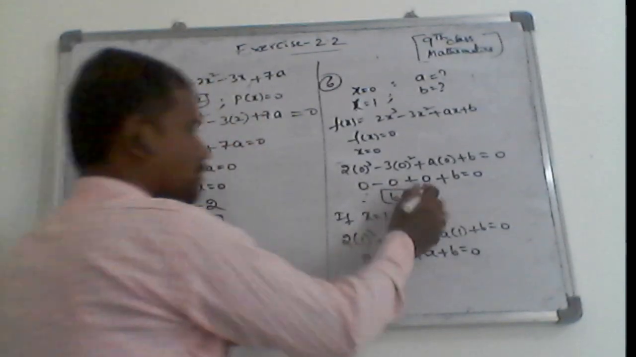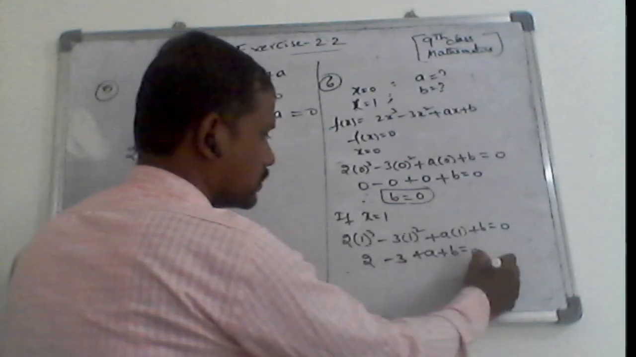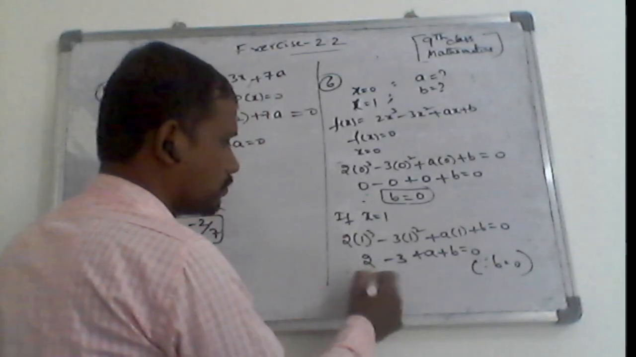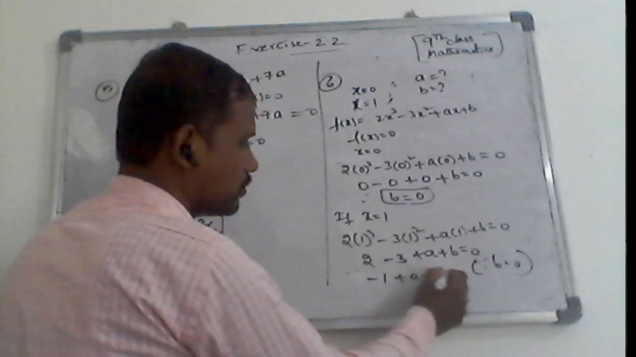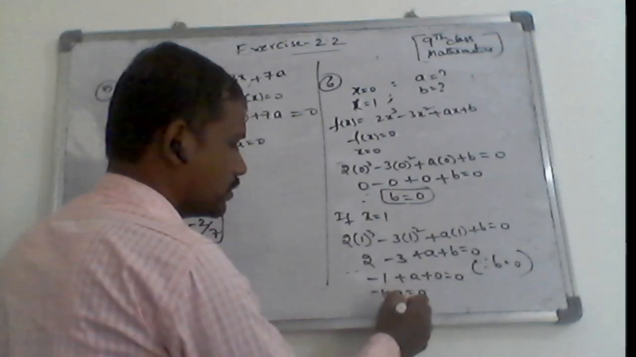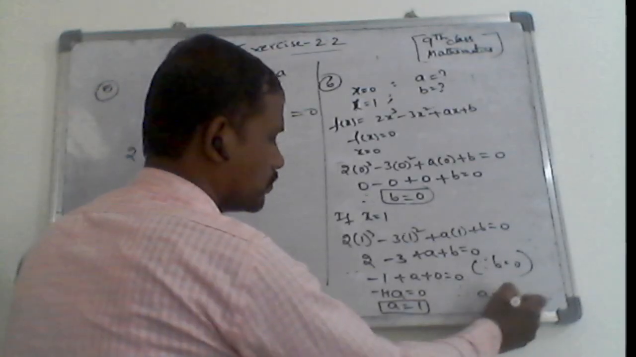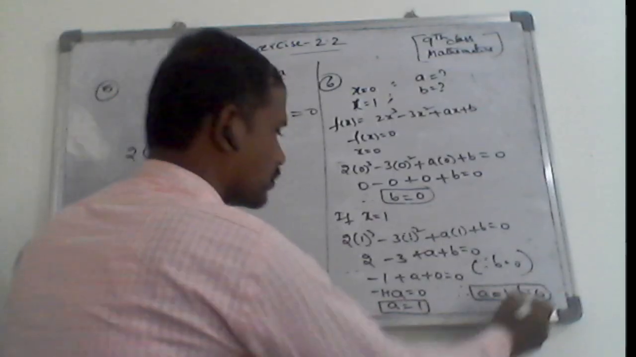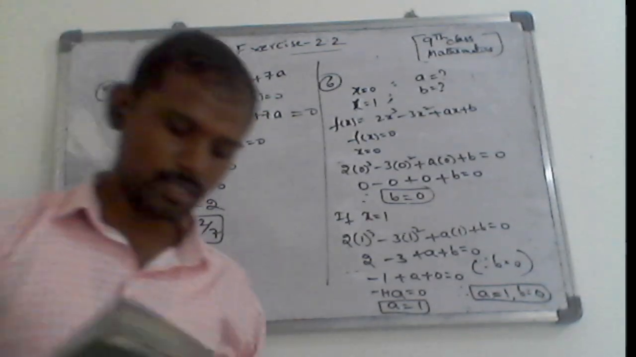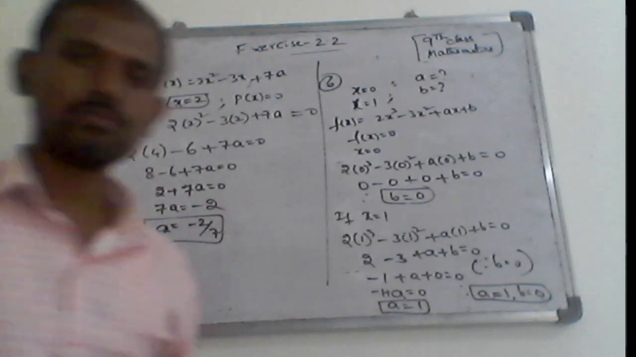From this, we already found the b value, b equal to 0. Since b equal to 0, substitute here: 2 minus 3 minus 1 plus a plus 0 equal to 0. So minus 1 plus a equal to 0, a equal to plus 1. Therefore a equal to 1, b equal to 0. These are the two values, a and b. So these are the 6 questions in this exercise 2.2. Thank you for watching this video.